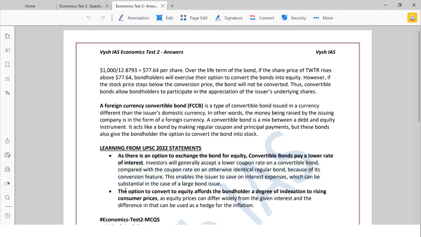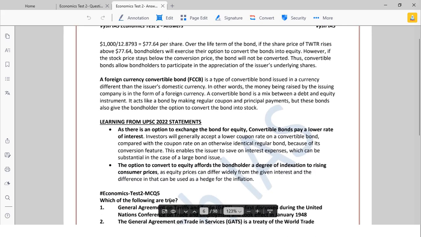Now the second statement which UPSC asked: the option to convert to equity affords the bondholder a degree of indexation to rising consumer prices. So this was a very difficult statement and most of the students have skipped it, or maybe they didn't even understand and did something wrong. Now again, the equity prices, when you convert a bond into equity, equity prices may differ widely from the given interest, and the difference in that can be used as a hedge for inflation.